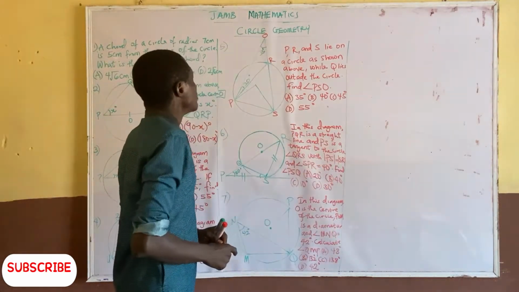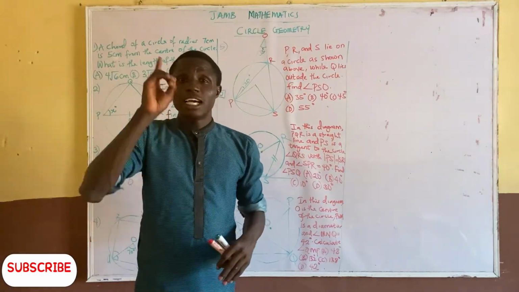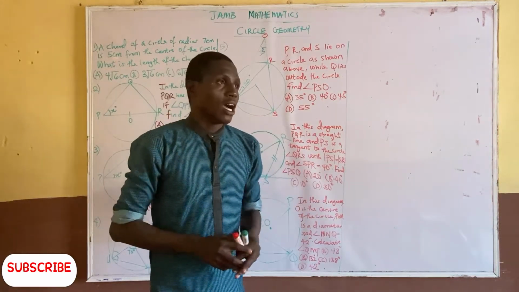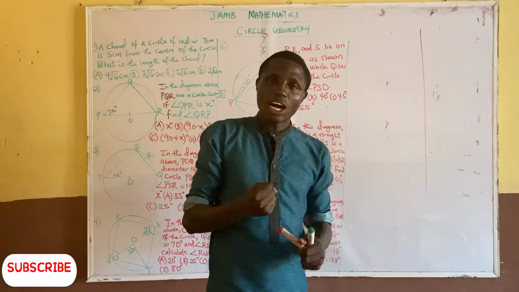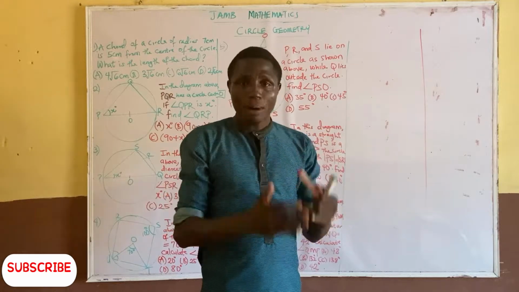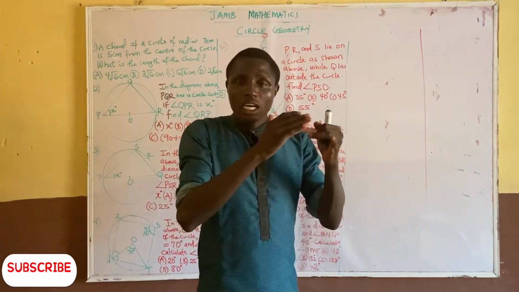Now, the first circle theorem we're having is the theorem about a chord. The first theorem states that a line drawn from the center of a circle bisects the chord into two equal parts. A line drawn from the center of a circle bisects the chord equally.